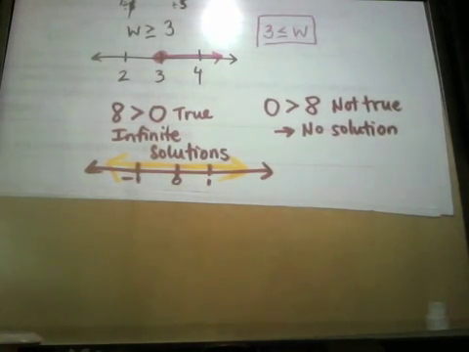If the variables drop out and you have a true statement left, infinite solutions, your graph is just the whole number line. And not true, no solution, if you get that, you don't need to graph it. You know, put a number line and mark nothing on it, might as well not even bother. No solution. Okay, that's it.